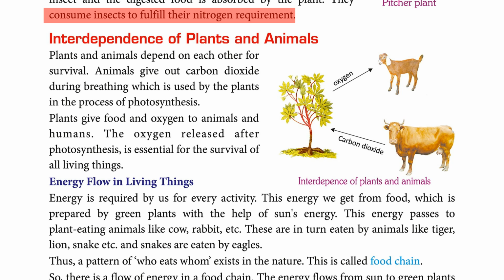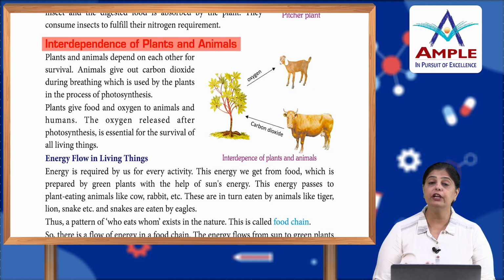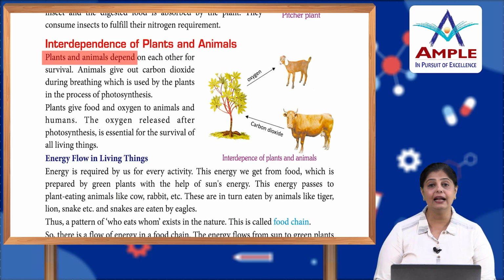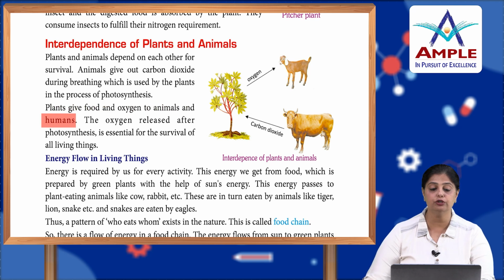Now, let's talk about the interdependence of plants and animals. We all know that living organisms are dependent on each other for their survival and for their needs. Plants and animals depend on each other for survival. Animals give out carbon dioxide during breathing, which is used by the plants in the process of photosynthesis. Now, plants give food and oxygen to animals and humans. The oxygen released after photosynthesis is essential for the survival of all living things.